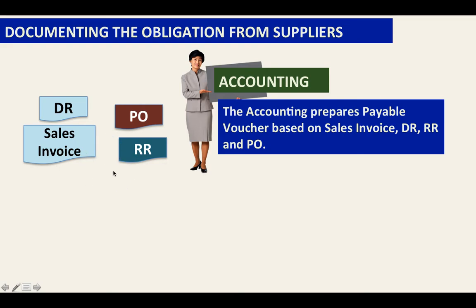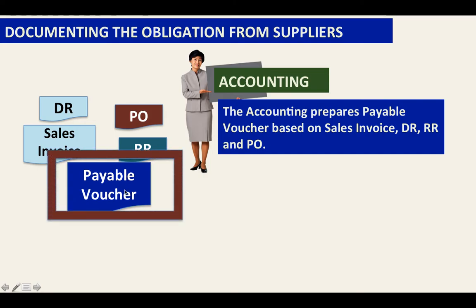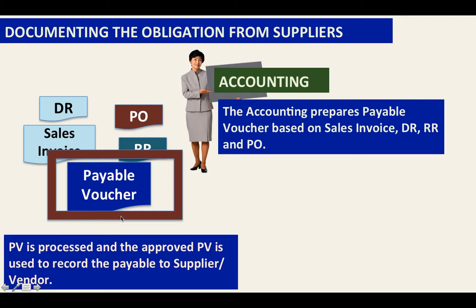Okay? Because these documents, the sales invoice, the DR, RR, and PO, already support, okay, that there is an obligation, merong payable na dapat bayaran. Okay? So, to formally document or establish the accountability, a form will be prepared, the payable voucher. Okay? So, this payable voucher is prepared and processed, and the approved payable voucher is used to record the payable to supplier.